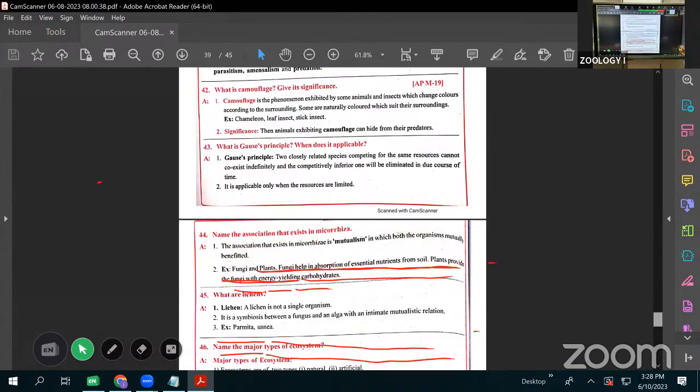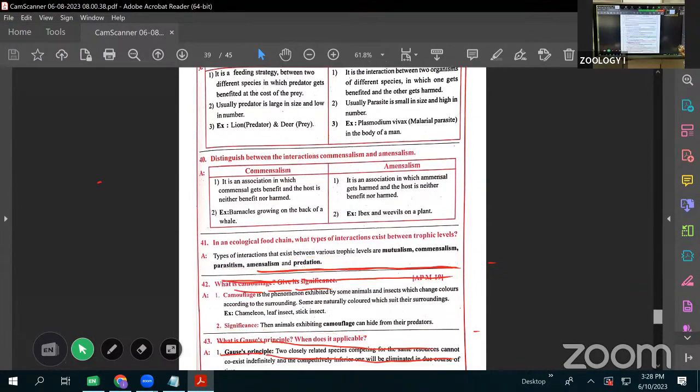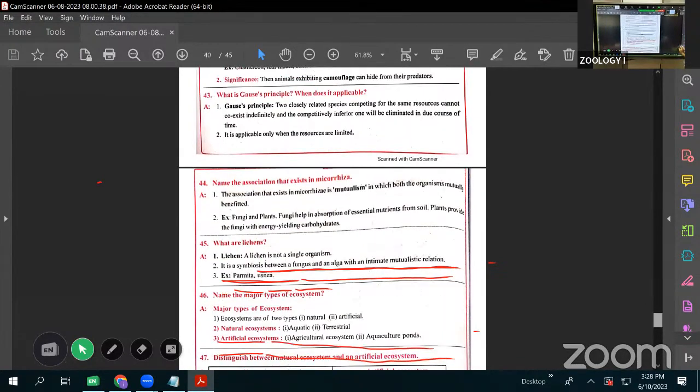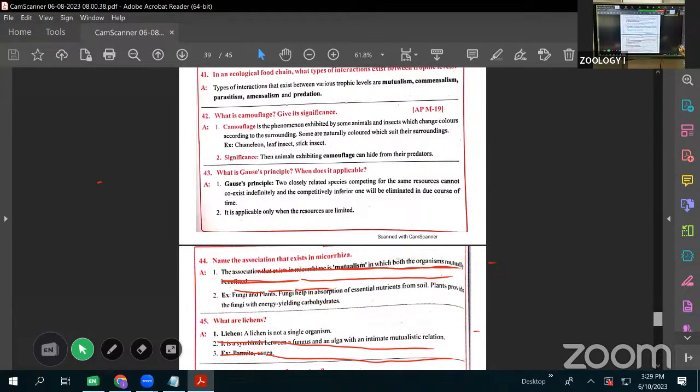In this lesson, more VSQs are there. I'm taking just the important ones, only the most important ones.